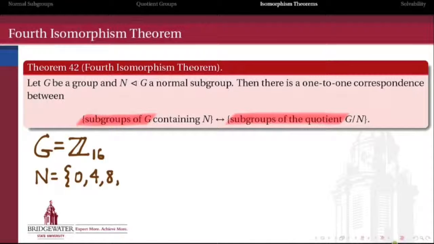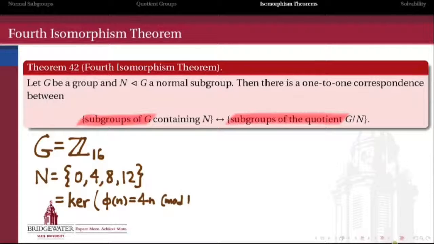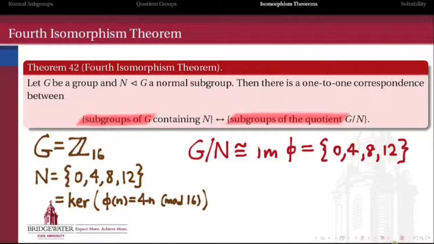What does it look like? Let's again look by way of example. So Z mod 16 is our group, and 0, 4, 8, and 12 is our normal subgroup. Well, we can think of that as being the kernel of the multiplication by 4 map, and therefore the quotient G mod N is isomorphic to the image of that homomorphism by the first isomorphism theorem, and the image of the multiplication by 4 map in Z mod 16 is also 0, 4, 8, and 12.